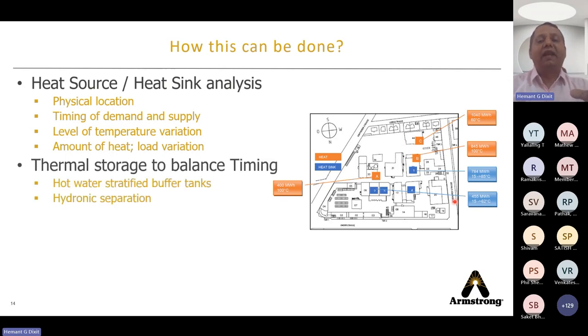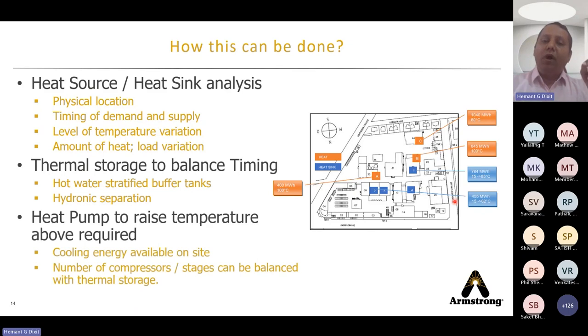Once we understand those things, it gives us an idea whether any thermal storage balancing is required. For example, if the timing of the demand and supply are varying, then we need to do thermal storage balancing, whether it is stratification buffer tanks or even simple hydronic separations. Heat recovery does not necessarily need a heat pump. Heat recovery can be done in any form. And once it gives the idea that a heat pump has to be used, the next level of analysis has to follow, which is the source and how it has to be balanced.